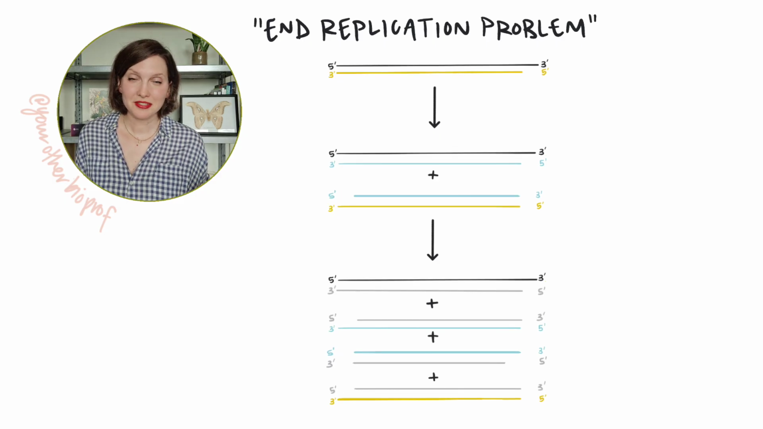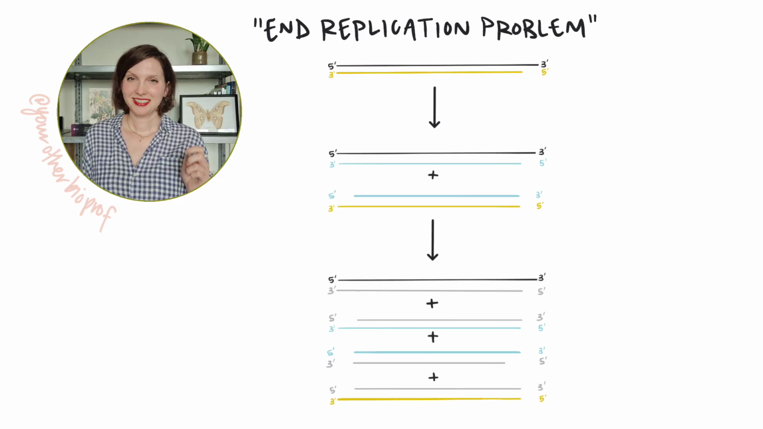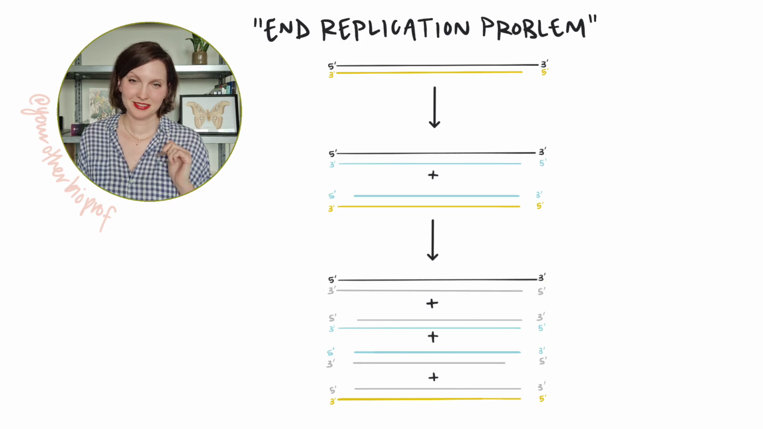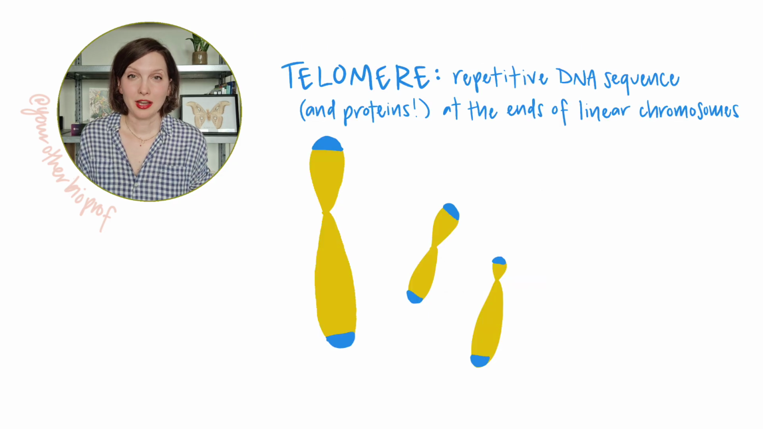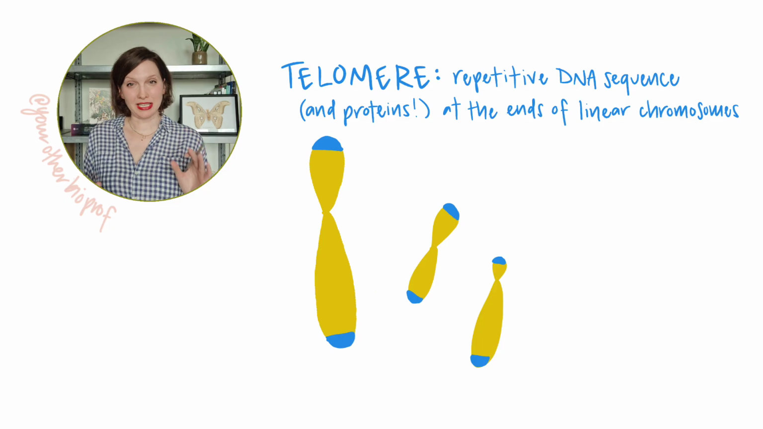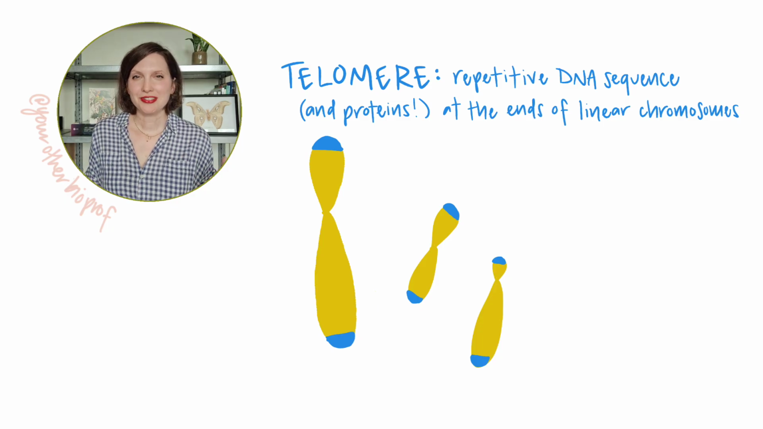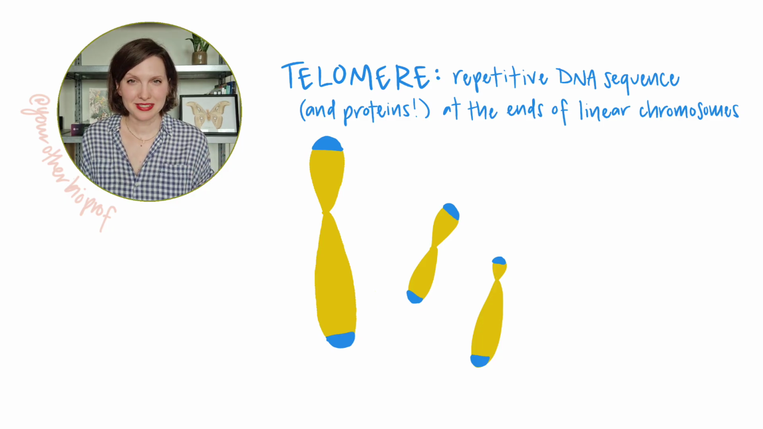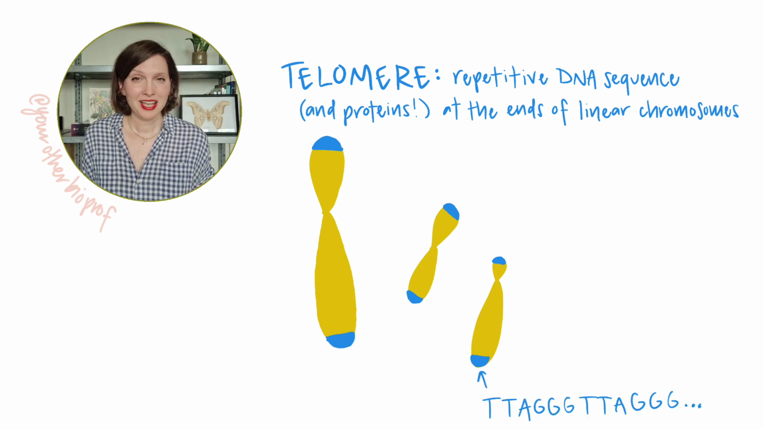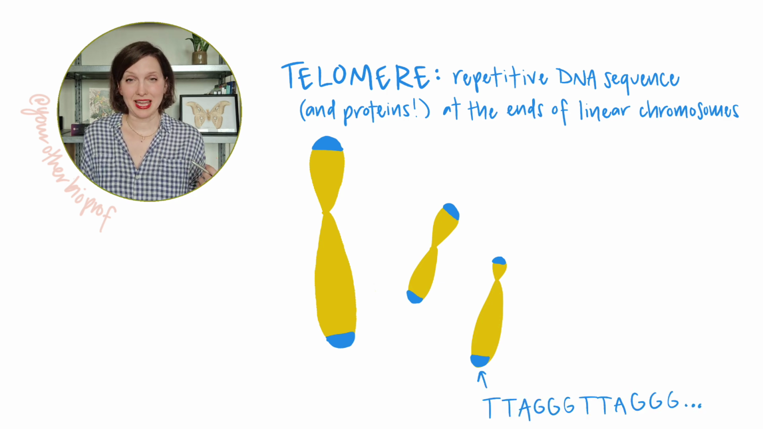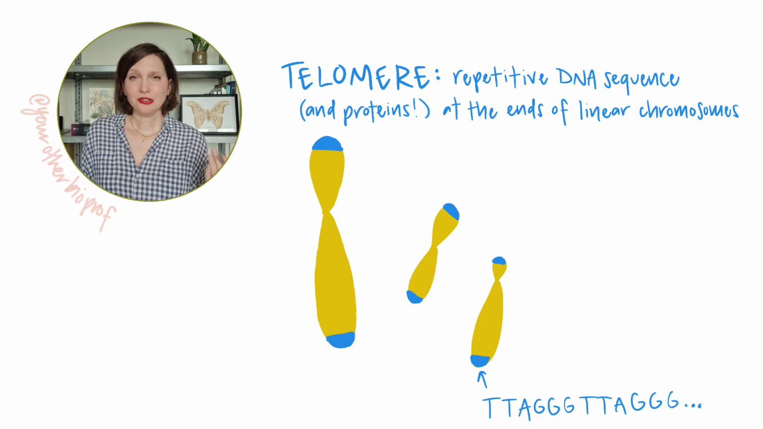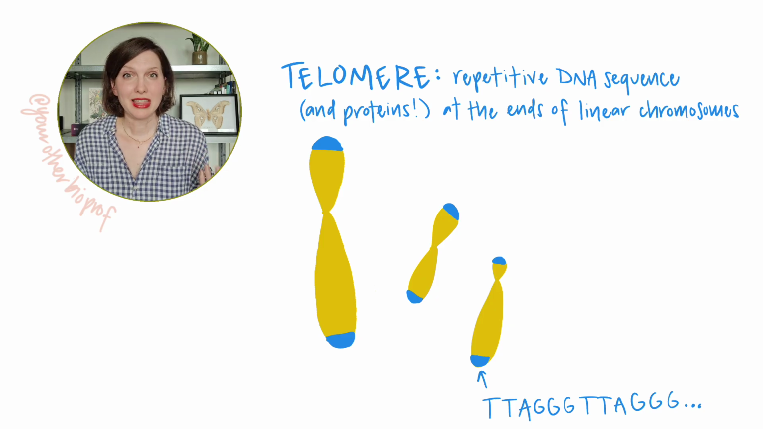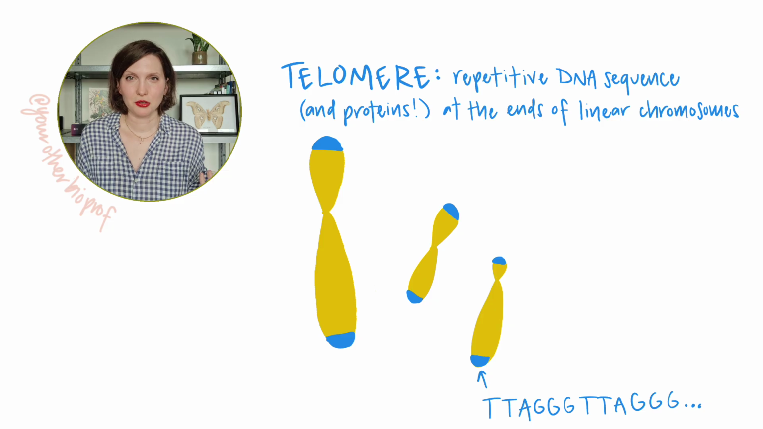But some types of cells have solved this problem. How? Telomere replication. At both ends of eukaryotic chromosomes, you'll find telomeres. Telomeres are regions of highly repetitive sequence. In humans and other vertebrates, that sequence is TTAGGG. And you'll see that repeated potentially thousands of times at the ends of the chromosomes.